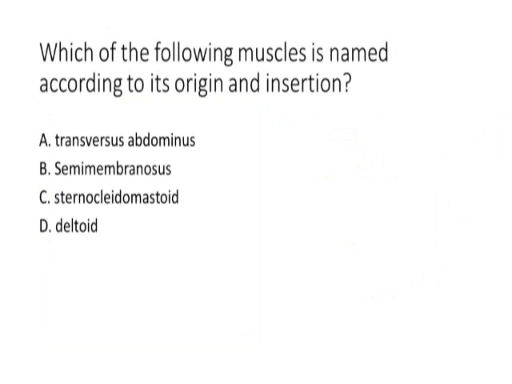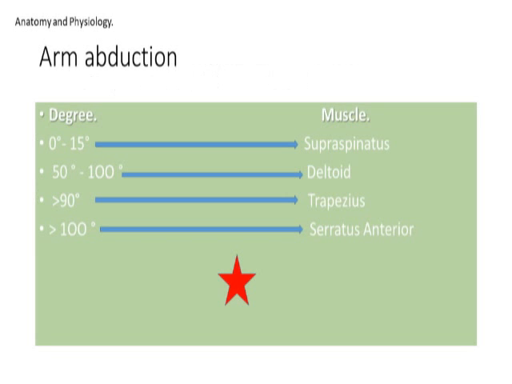Here is the first question we're going to talk about. The question says: which of the following muscles is named according to its origin and insertion? The first is transversus abdominis, semimembranosus, sternocleidomastoid, or deltoid. The correct answer is C. The sternocleidomastoid muscle is named according to its origin and insertion.